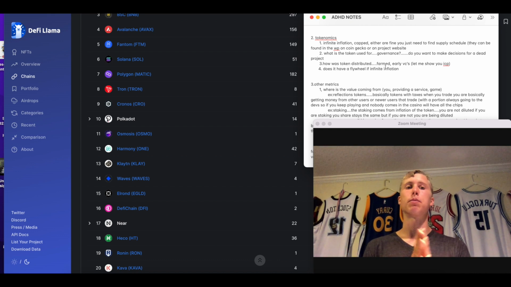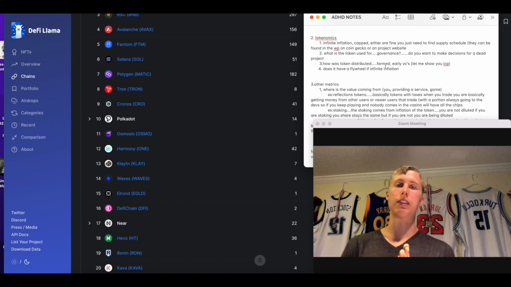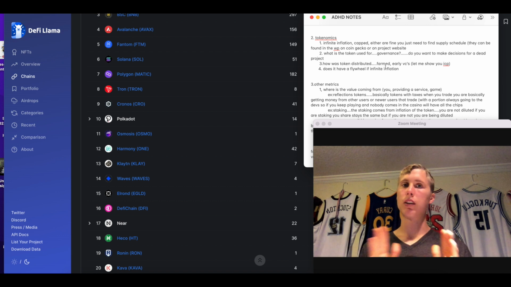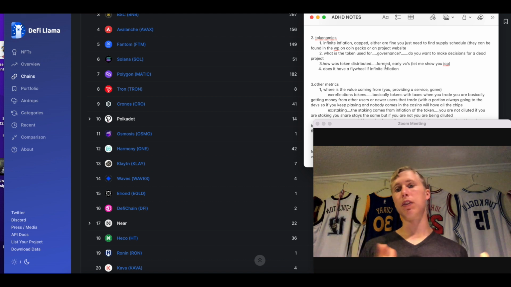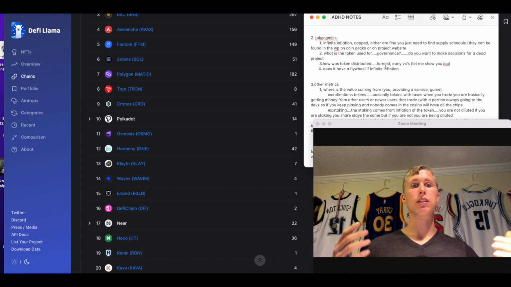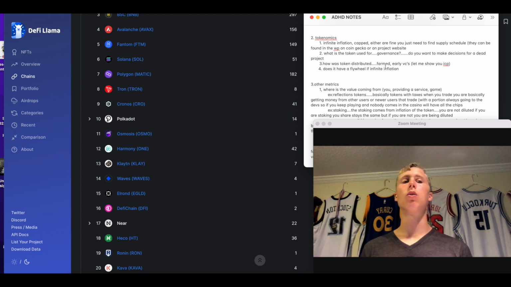Now, next is pretty simple, but this is tokenomics. I'm going to break it down pretty simply for a couple of these, but the biggest is, okay, is it infinite inflation? Is it capped? Is it finite? You just need to know the supply schedule and how much it is.